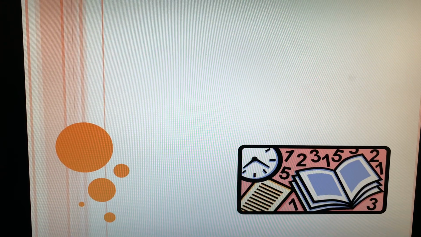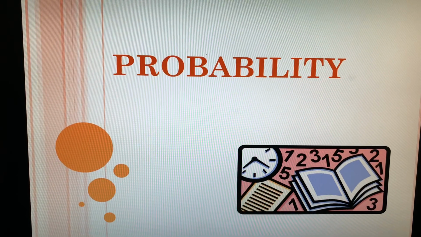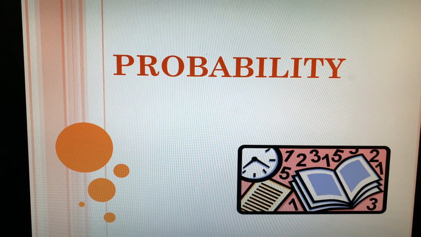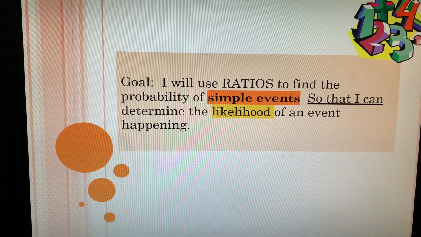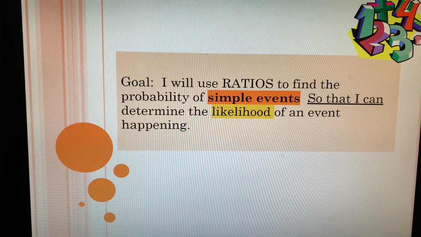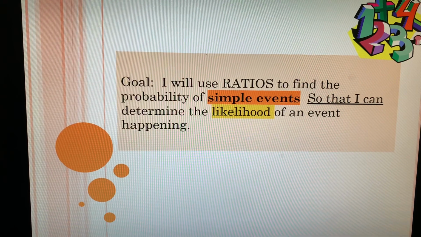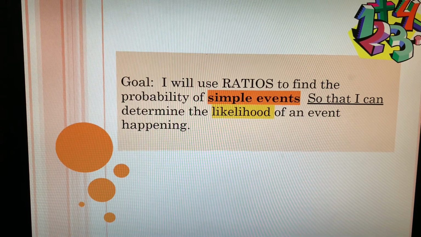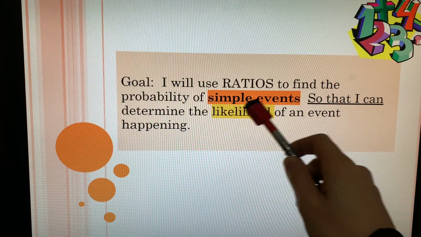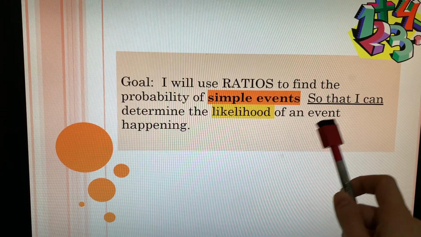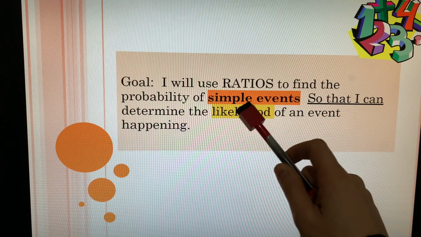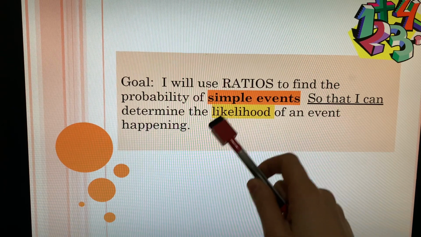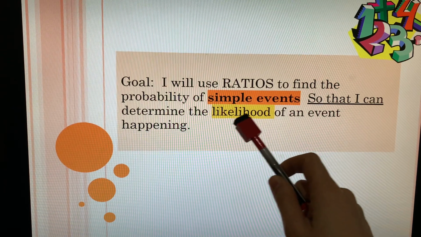So let's begin. Today we're going to be talking about probability. So our goal is to be able to use ratio to find the probability of simple events so that I can determine the likelihood of an event happening. So two things that we're going to be focusing on today is to be able to find simple events, and then we're going to be analyzing the likelihood of those simple events from happening. So just remember that we're going to be focusing on two things: simple events and likelihood.